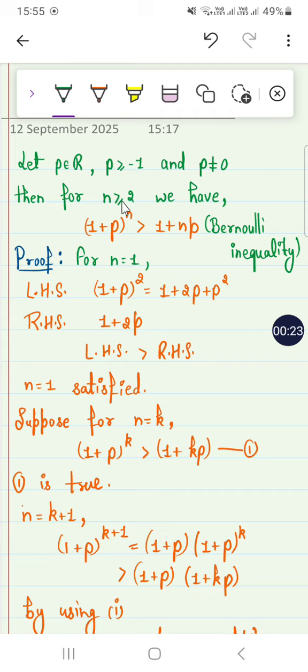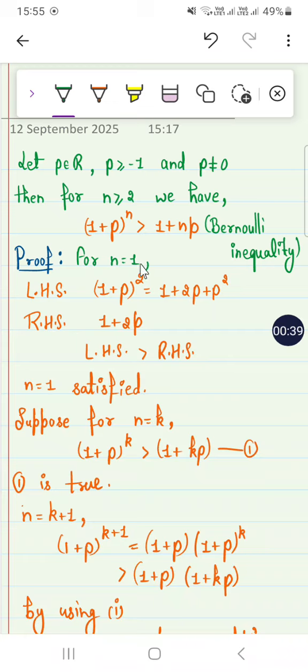Not n less than 2, but n is greater than or equal to 2. Now, for the induction method, we know that we have to first take n equals 1, then suppose that for n equals k it is true, and then prove that it is true for n equals k plus 1, right?